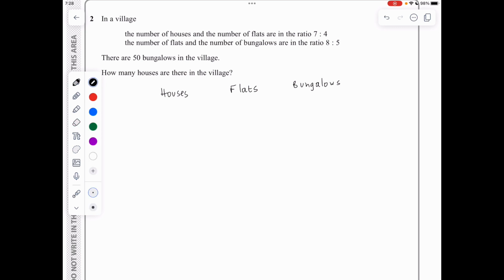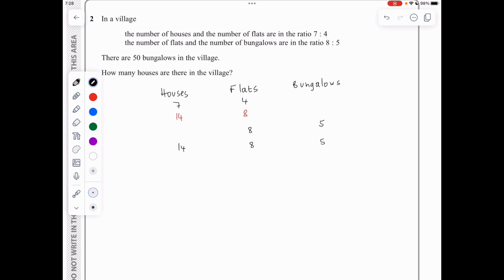We've got the ratio of houses to flats to be 7 to 4, and then flats to bungalows to be 8 to 5. We need to find a way for all 3 of these to communicate, and it actually makes sense to multiply this by 2 so that flats will be 8 here and houses will be 14. So let me write that down. We've got 14 to 8, and therefore we conclude that the ratio of houses to flats to bungalows will be 14 to 8 to 5.